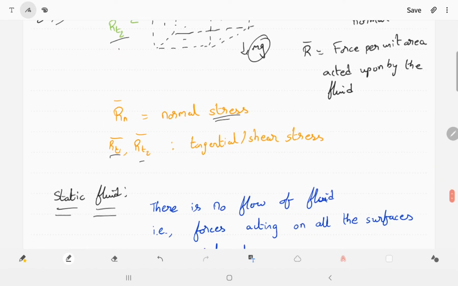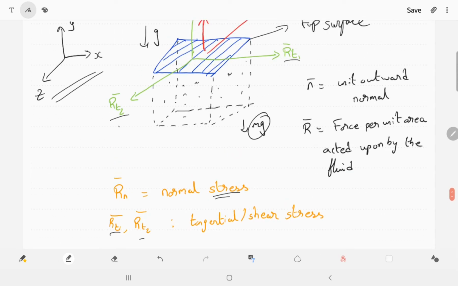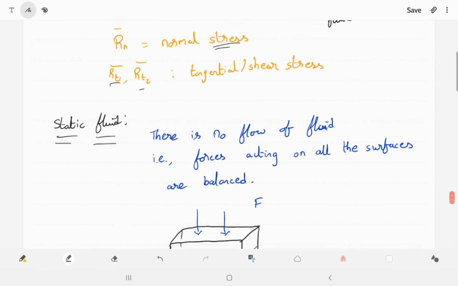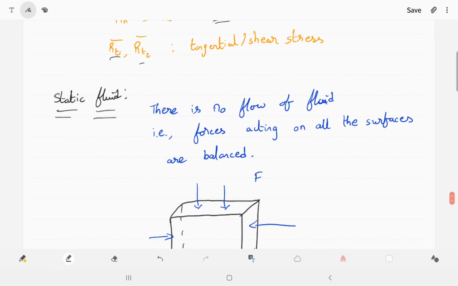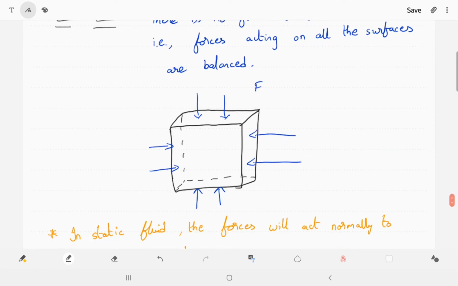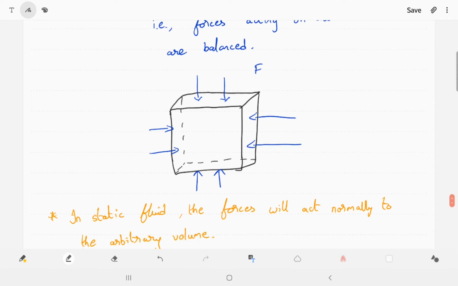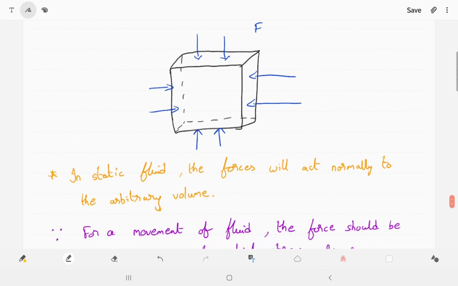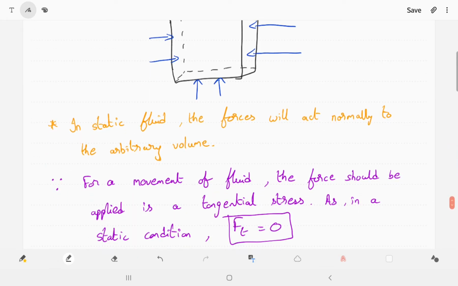Generally, for a fluid to move, the forces should not be balanced. If the forces are not balanced, then the fluid will move in the direction of the higher forces. But for a static fluid, as it is not flowing, all forces have to be balanced with each other. So it's a very important point to note that in a static fluid the force will act only normally to the arbitrary volume.